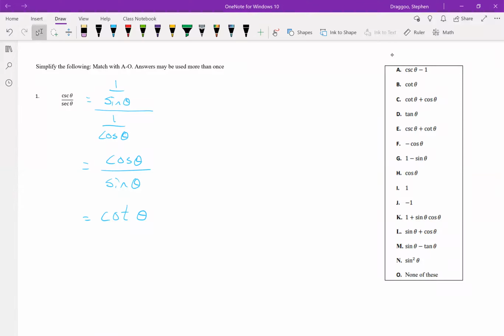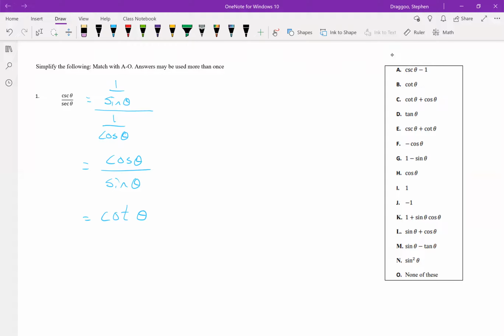All right, in problem 1, we've got cosecant over secant, and we're asked to simplify that. Match it to something in the box on the right. So I don't have any cofunction identities or even or odd or Pythagorean identities to deal with, so I jumped straight to changing everything to sines and cosines this time. So I'm going to change cosecant to 1 over sine and secant to 1 over cosine.